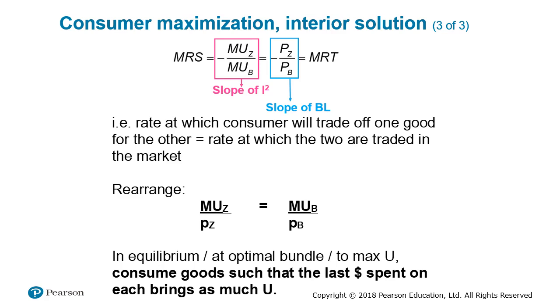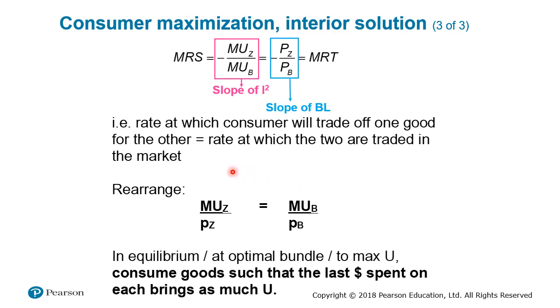We can rearrange this into a form that you might recognize as being familiar from Economics 101. So rearranging that equation, we can see that in equilibrium, or at her optimal bundle, the marginal utility of pizza over the price of pizza must equal the marginal utility of burritos over the price of burritos. And that simply comes from rearranging this equality here.